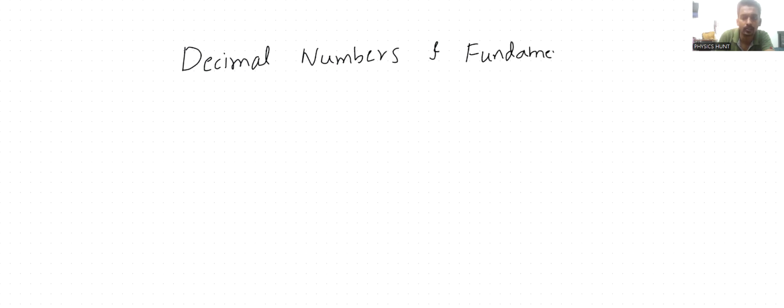And today our topic is about decimal numbers and fundamental operations. So what is the meaning of fundamental operations? Addition, subtraction, multiplication, division of decimal numbers.